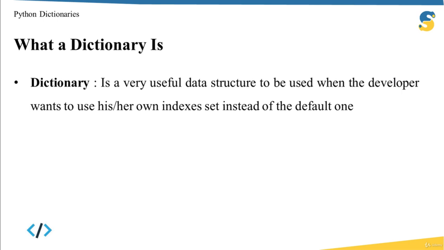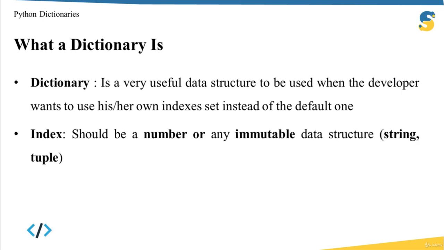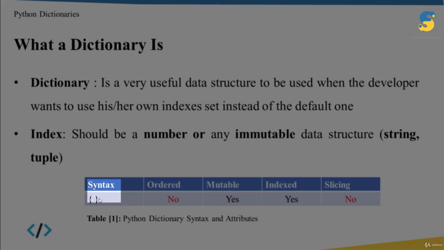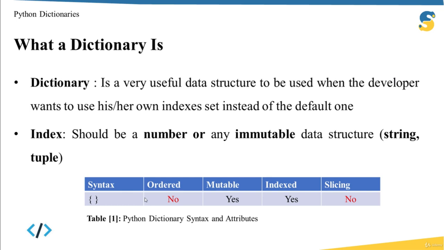Since you are going to create the index set by yourself, you have to know that the index should be a number or any immutable data structure in Python, like a string or a tuple. Now let's see the dictionary details. In order to create a dictionary, you have to use curly braces, as you see here. You have to know that dictionary is not an ordered data structure, because you define the index set by yourself. Dictionary is mutable, so once you create it, you can update the content. It's not a problem. Dictionary is an indexed data structure, and don't forget that you create the indexes by yourself, but dictionary does not support slicing, so you cannot extract a sub-dictionary from a dictionary using the slicing operator.